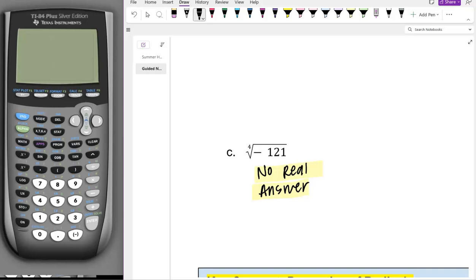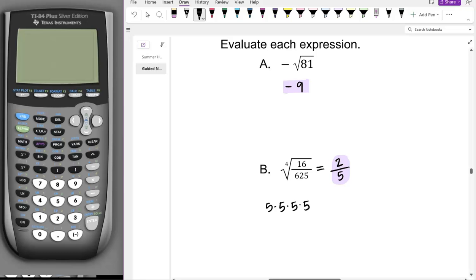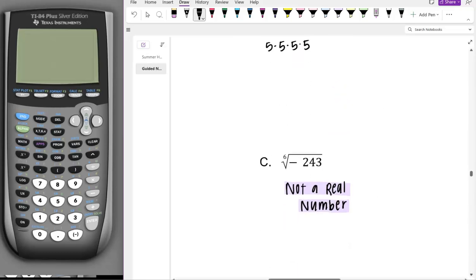Try the practice problems, and I'll show you the answers to those. Here are the problems for A and B. And then here is C, similar to the last one. It's an even root of a negative number, so that's not a real number answer.